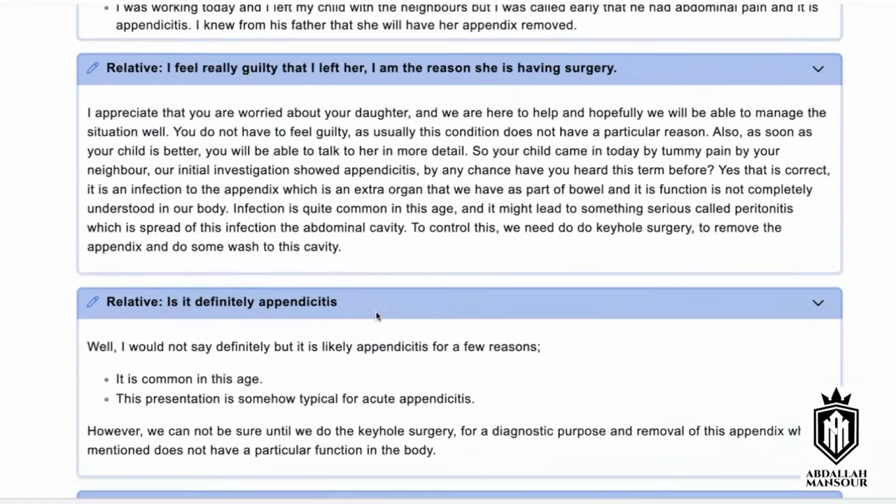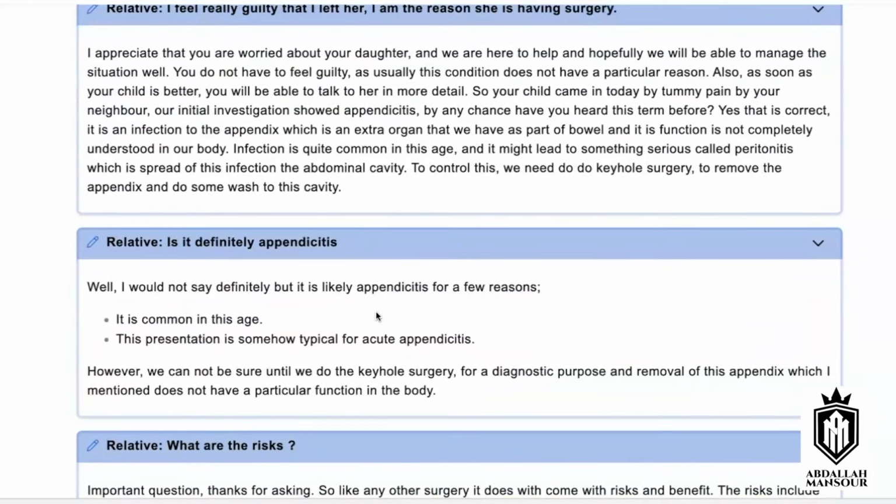That's one thing. Is it definitely appendicitis? Your answer needs to be clear cut here. If you keep circling around, you're not going to take the mark. You want to make it very clear. You say, I wouldn't say definitely, but it's likely appendicitis. It's one of the difficult diagnoses to confirm, but we look at many factors. 1, it's common at this age. 2, the presentation is somewhat typical. 3, we can't tell that it's definite until we do the operation, have the appendix out and see that it's actually inflamed.